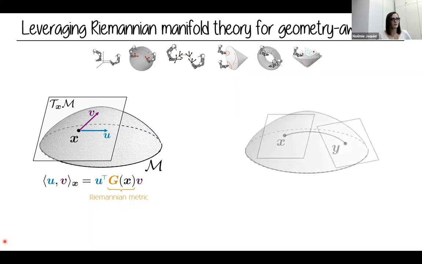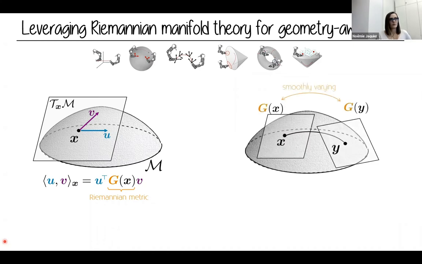So this Riemannian metric is smoothly varying along the manifold. This is an important property to have a manifold that is actually Riemannian. And based on this, we can then define distances and curves on this manifold. An important point here is to define the geodesic curves, which is here represented by the red line. So this is the shortest path on the manifold. This is the equivalent of a straight line in Euclidean space.